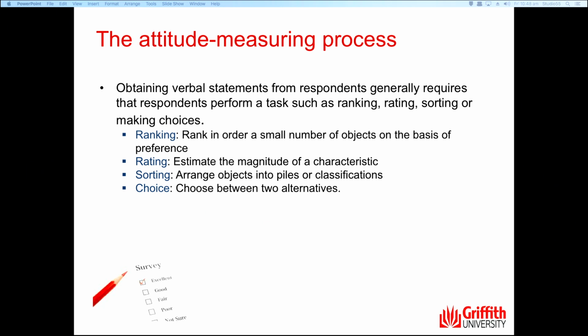You can ask them to rank their most favorite place to live from New South Wales, Queensland, Victoria, and then you can rank. This is to order a small number of objects on the basis of preference, or you can rate, you can do some sorting, and then you can do some choices between two alternatives. Which car brand, for example, do you prefer, BMW or Mercedes or Audi, and then you ask them to choose between two alternatives.